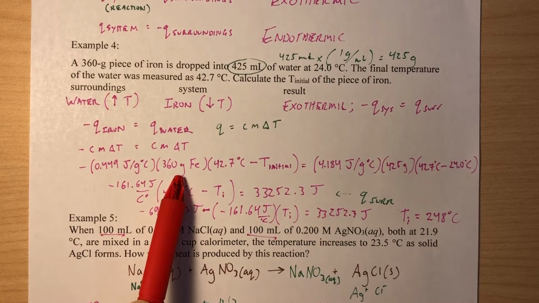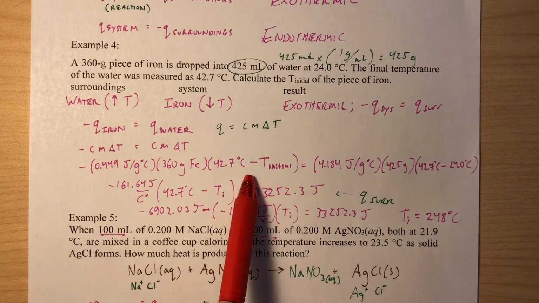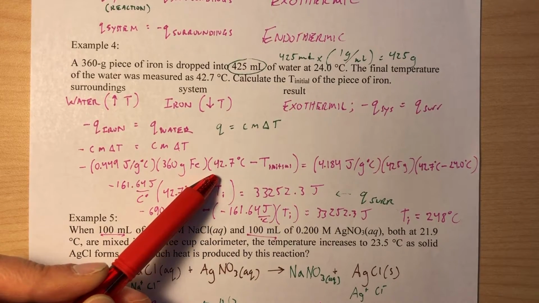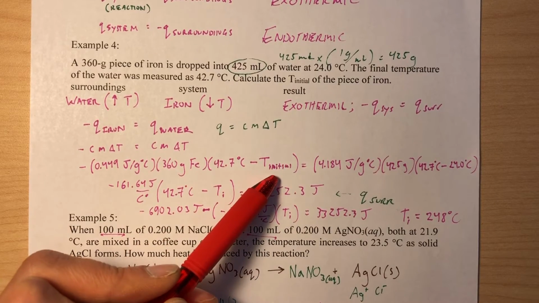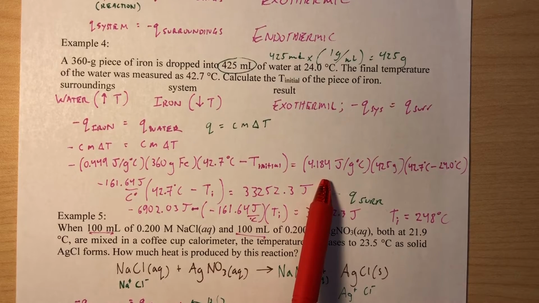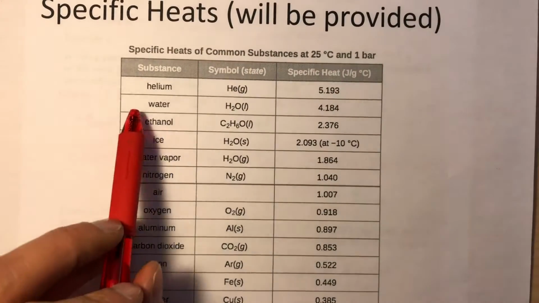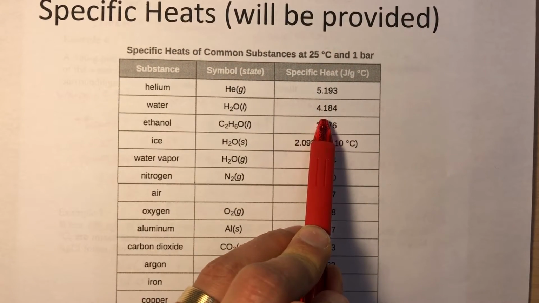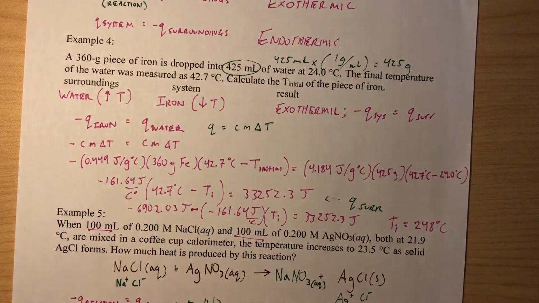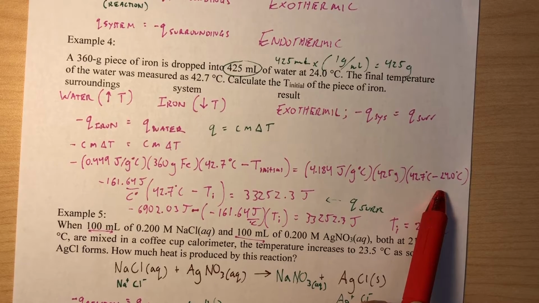Multiply that by 360 grams of iron, multiplying that by the change in temperature, which is our final minus initial, so we have 42.7 degrees minus our T initial. Similarly, over to the right, we have our Q for water, which is Cm delta T, and we use the specific heat for water, again from the same table provided, which is 4.184 joules per gram Celsius, multiplied by 425 grams times the change in temperature, 42.7 Celsius minus 24.0 Celsius.